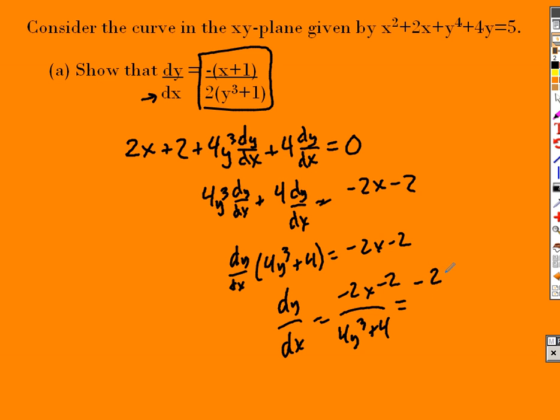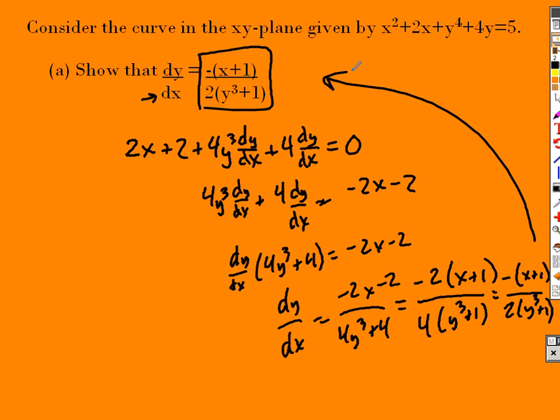I'll factor out a minus 2 up top, so I'll have x plus 1. Then I'll factor out a 4 on the bottom and have y cubed plus 1. Well, I can then simplify the 2 and the 4. I'll get negative x plus 1 up top. Now I'll still have a 2 on the bottom, 2 times y cubed plus 1. And that is the same as what we wanted to show. Okay, so that's part A.